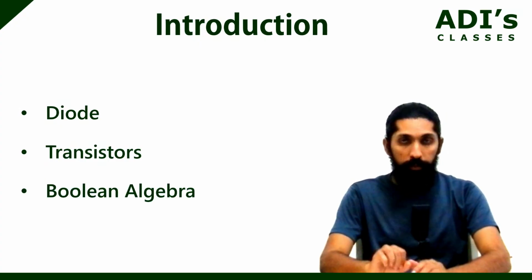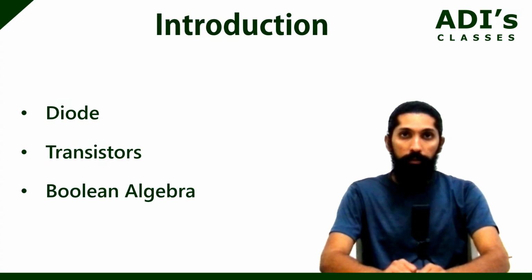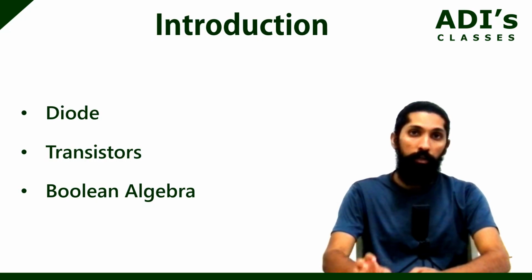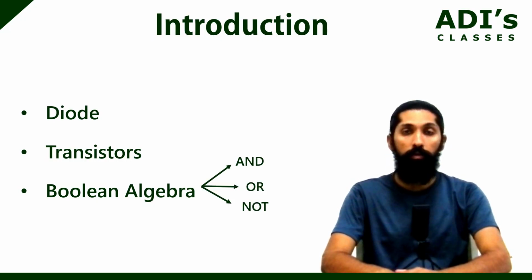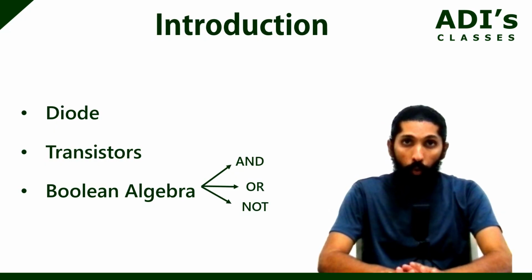You have only three types of gates this year: AND, OR, and NOT. These are the three types of gates we have, and the combinations of it. Now this is the overall view of what you guys are going to learn in this particular chapter.